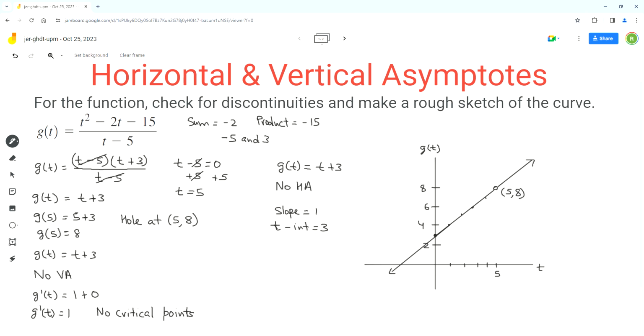So these are the steps you have to keep in mind to solve a problem like this one. It's very important to analyze the given function carefully. In this case, we were able to reduce this rational function into a linear function because the binomials t minus 5 cancel each other out.